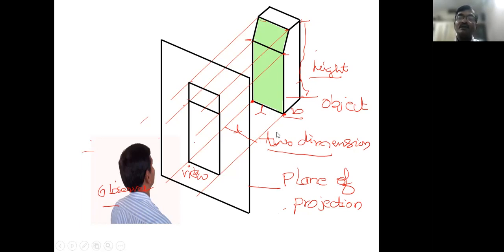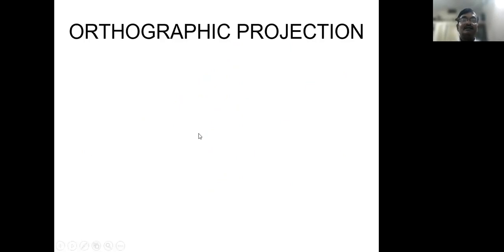We have to know what the breadth, the width of this object is, and here this is actually a slant object. Here it is slant, but in the view it appears vertical. How do you get the slant? So in the orthographic projection, the same object is drawn. Now we see the definition of orthographic projection.